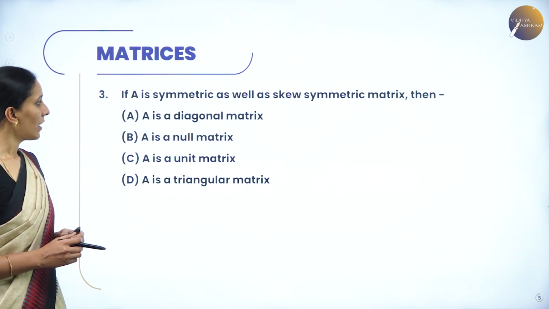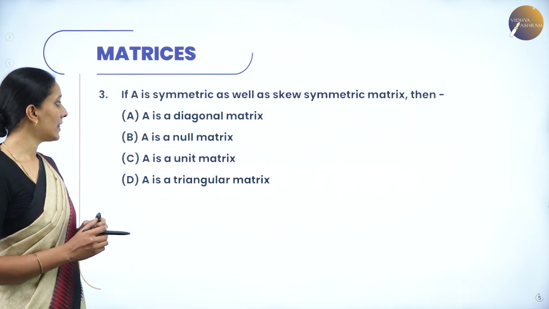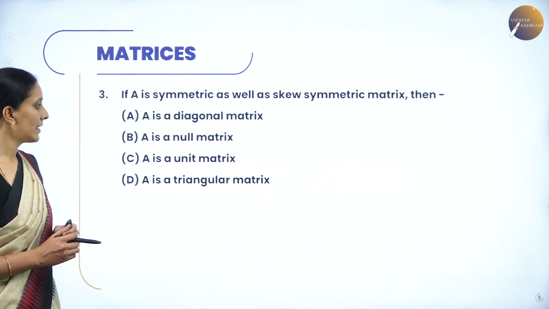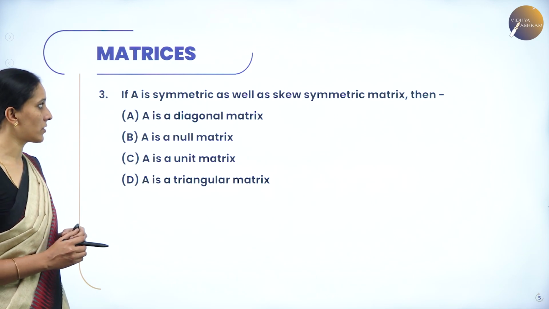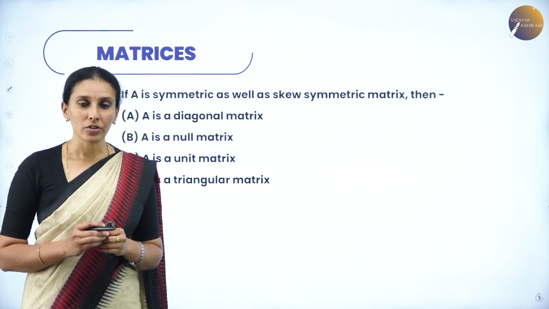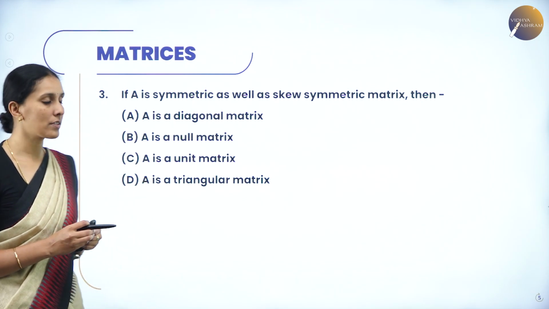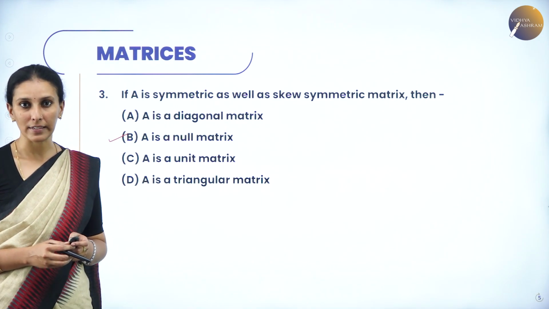Next, we have if A is a symmetric as well as skew symmetric matrix, then A is diagonal, A is null matrix, A is unit matrix, A is triangular matrix. The only matrix which is both symmetric and skew symmetric is the null matrix. Therefore, the correct option is A is a null matrix.